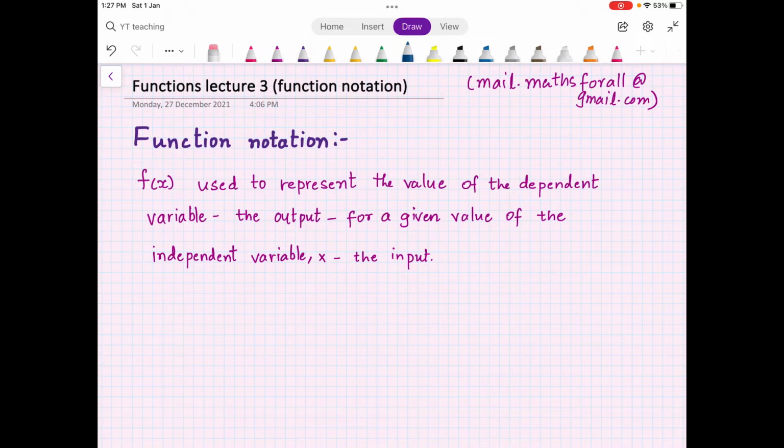We have already seen in the last two videos how we define a function, and then we saw some examples. In the last video we worked on some examples for checking whether a given relation is a function or not. So in this video we are going to discuss an important topic, which is how we write function notation. So what are the notations for functions?